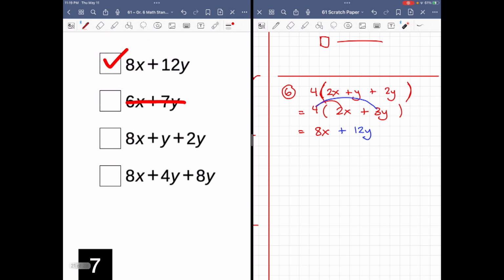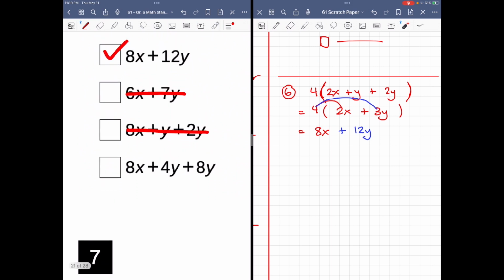And here, the third one, we have 8x plus y plus 2y. So if you put this y and 2 more y's together, this will give you 3 y's. So this will be 8x plus 3y. And that's not correct because we don't need 8x plus 3y. We need 8x plus 12y's. So the third choice is also not correct. And now let's take a look at this one here.